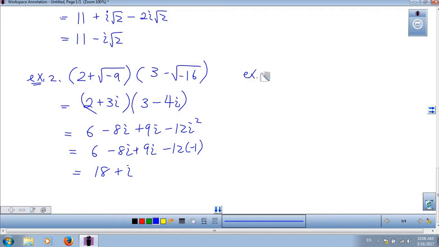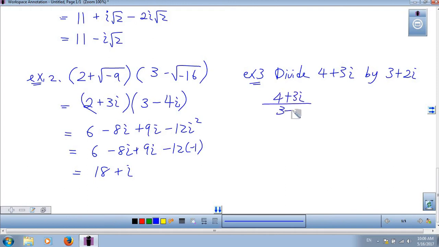Alright, let's see what we do if we want to divide complex numbers using this rectangular form. Actually, I've been using rectangular form. So let's divide 4 plus 3i by 3 plus 2i. So how do we divide them? Well, in order to divide them, I have to put them in a fraction, right? Because a fraction is division. So we do 4 plus 3i divided by 3 plus 2i.